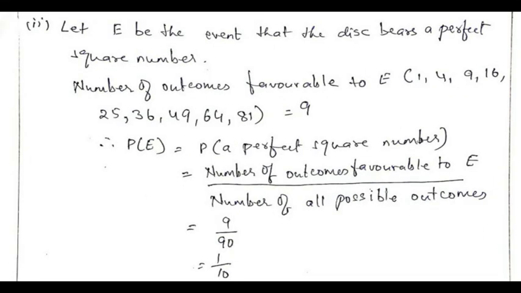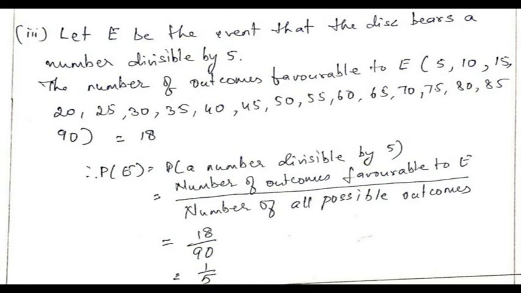Question number 2 is, how many perfect square numbers are there? 1, 4, 9, 16, 25, 36, 49, 64 and 81. That is total 9 numbers. Therefore, probability is given by 9 by 90. That is 1 by 10. Now, how many numbers are divisible by 5? There are 18 numbers that are divisible by 5, and therefore we have probability is 18 by 90 or 1 by 5.